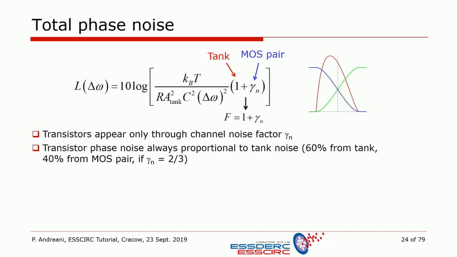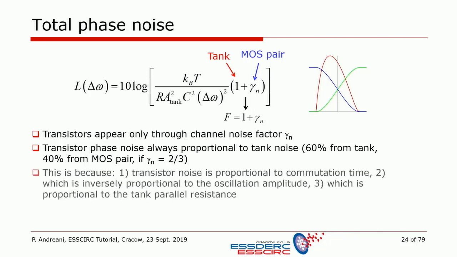And if gamma n is the ideal value, 2/3, then 60% of the noise comes from the tank and 40% from the transistors. I guess it's easier to assume that gamma n is equal to 1, and then basically half of the noise is contributed by the tank and half from the differential pair. Now, how is this possible? So we can try to interpret the equations and see really what happens in the equations.